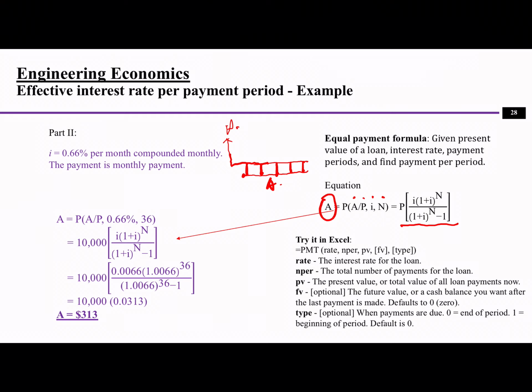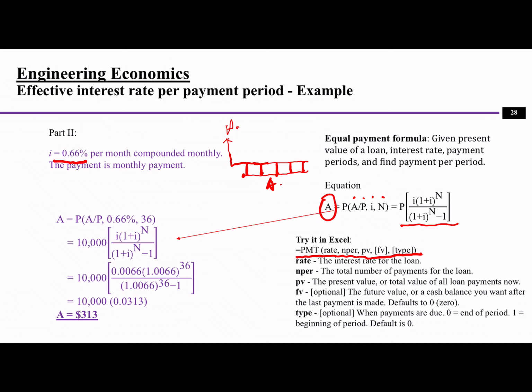So basically, this is what it shows with this equation, right? A equals P times I, the interest rate, times 1 plus I to the power of n, divided by the lower part. So this is how we calculate that. If you're going to try it in Excel, this is the equation in Excel. Use PMT, so payment, basically the monthly payment, and rate is the interest rate, NPER is the number of payments for the loan, and PV will be present value, and the other two are optional items.